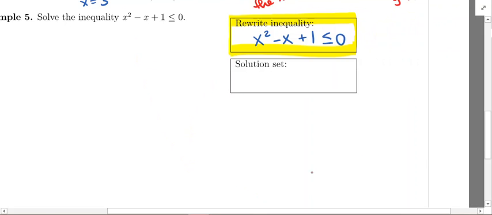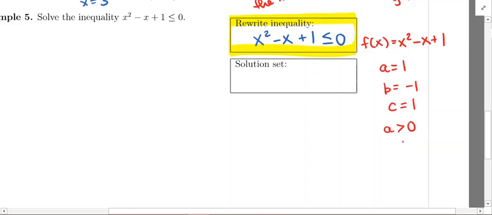The non-zero side is going to be our f of x. So f of x is going to be x squared minus x plus 1. We are going to graph this. It's going to be a parabola. We can go ahead and identify our a, b, and c. A is the number in front of x squared, that's 1. B is the number in front of x, which is -1. C is the constant, +1. And since the a value is 1, it's bigger than 0. That means this parabola opens up.